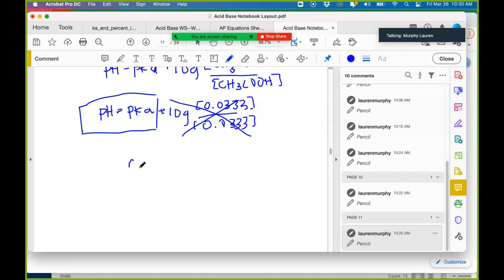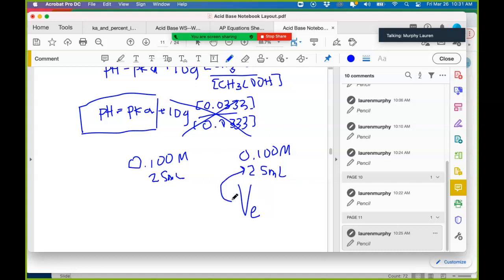So I want to go back. I'm not going to go up there, I'm just going to show you. The acid is 0.1 molar, and we have 25 milliliters of it. The base is also 0.1 molar. So what is my equivalence volume? If they're the same concentration, the volume should be the same, assuming they're reacting in a 1-to-1 ratio, right? So 25 milliliters is my equivalence volume. Equivalence volume is sometimes represented VE, where E means equivalence and V means volume.